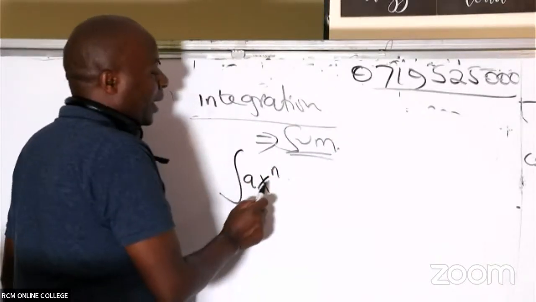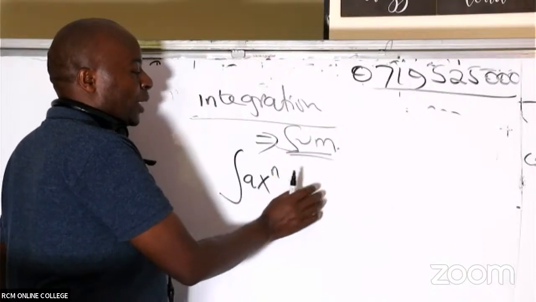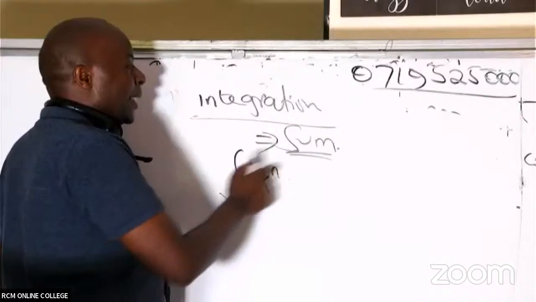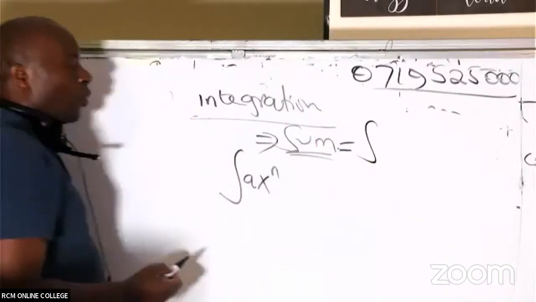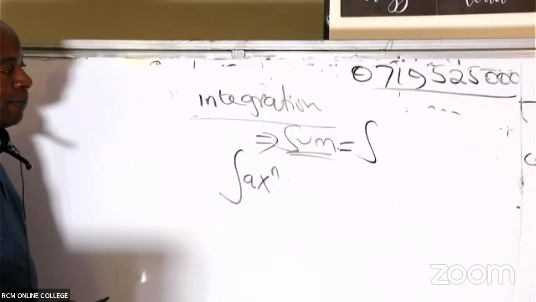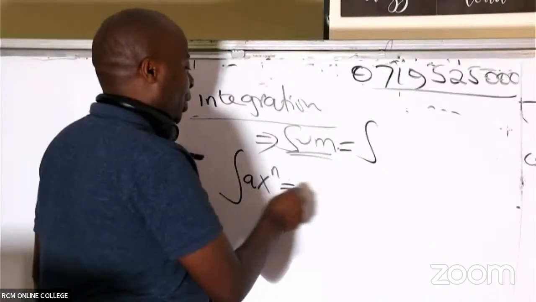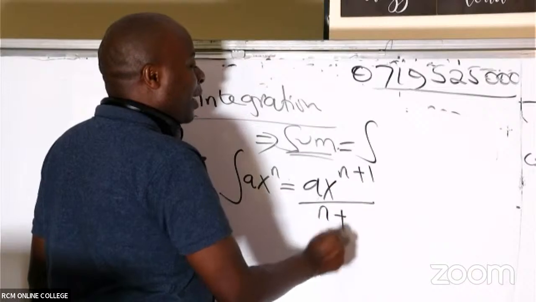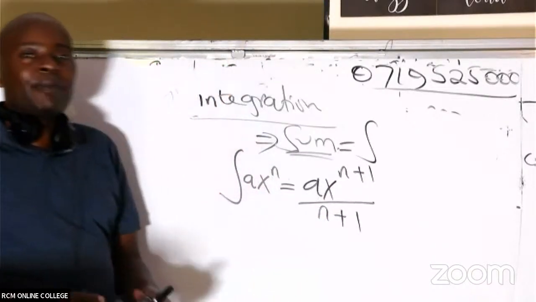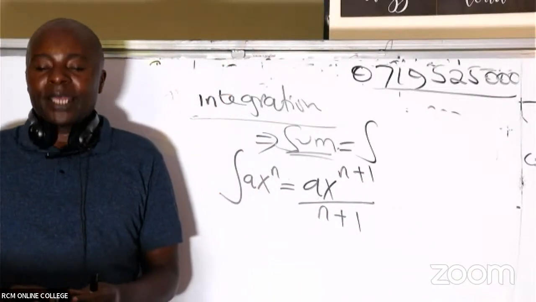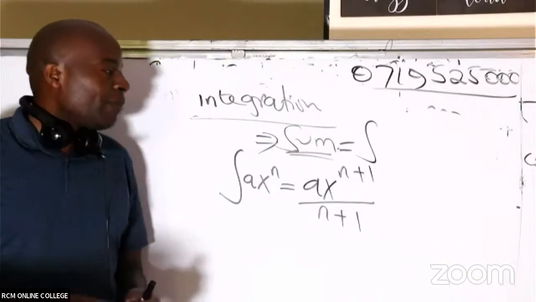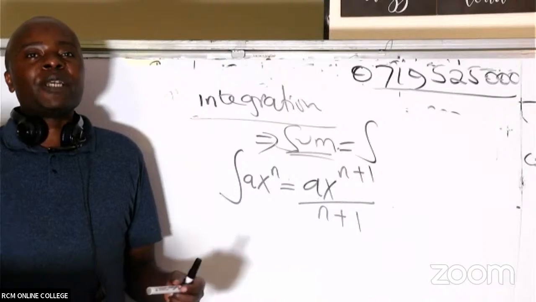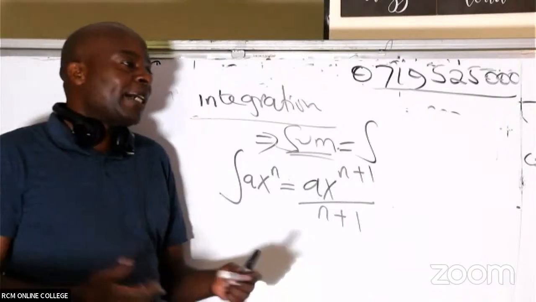So if, for example, somebody tells you to integrate ax raised to n with respect to x, there is always a respect to x here. This symbol is an elongated s for sum. The rule for integration is very easy. You increase the power by 1, and then you divide by the new power.